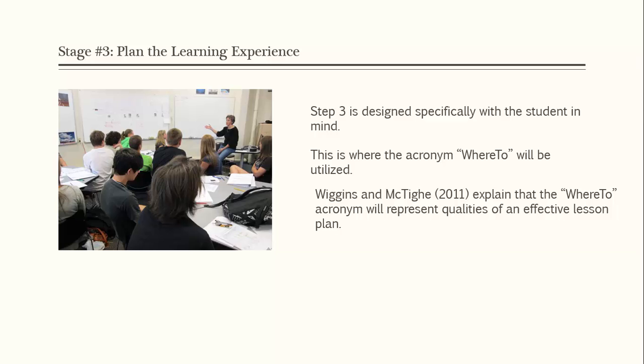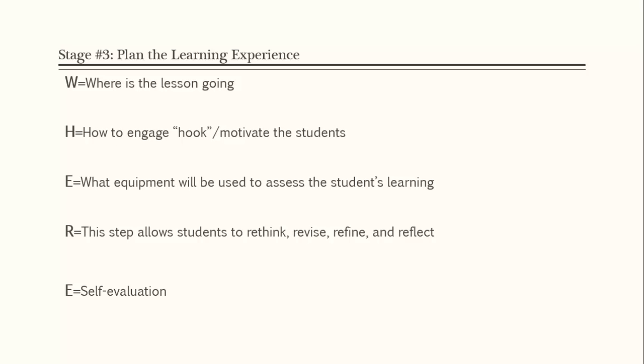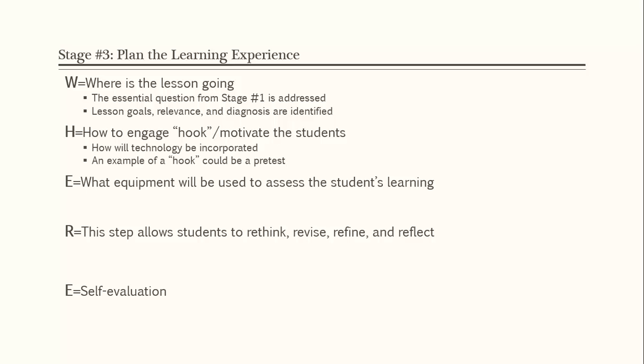Wiggins and McTighe, 2011, explained that WHERE TO acronym will represent qualities of an effective lesson plan. W, where is the lesson going? The essential question from stage 1 is addressed here. Lesson goals, relevance, and diagnosis are also identified. H, how to engage, hook, motivate the students. How will technology be incorporated? An example of a hook could be a pretest.